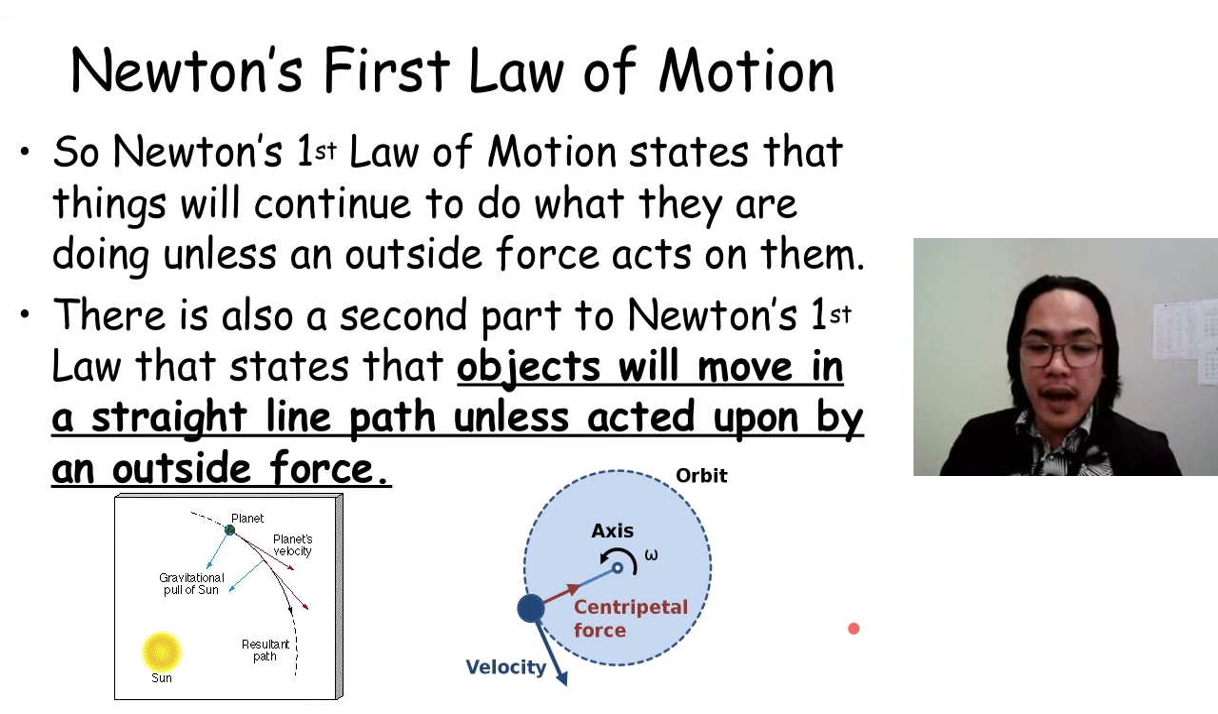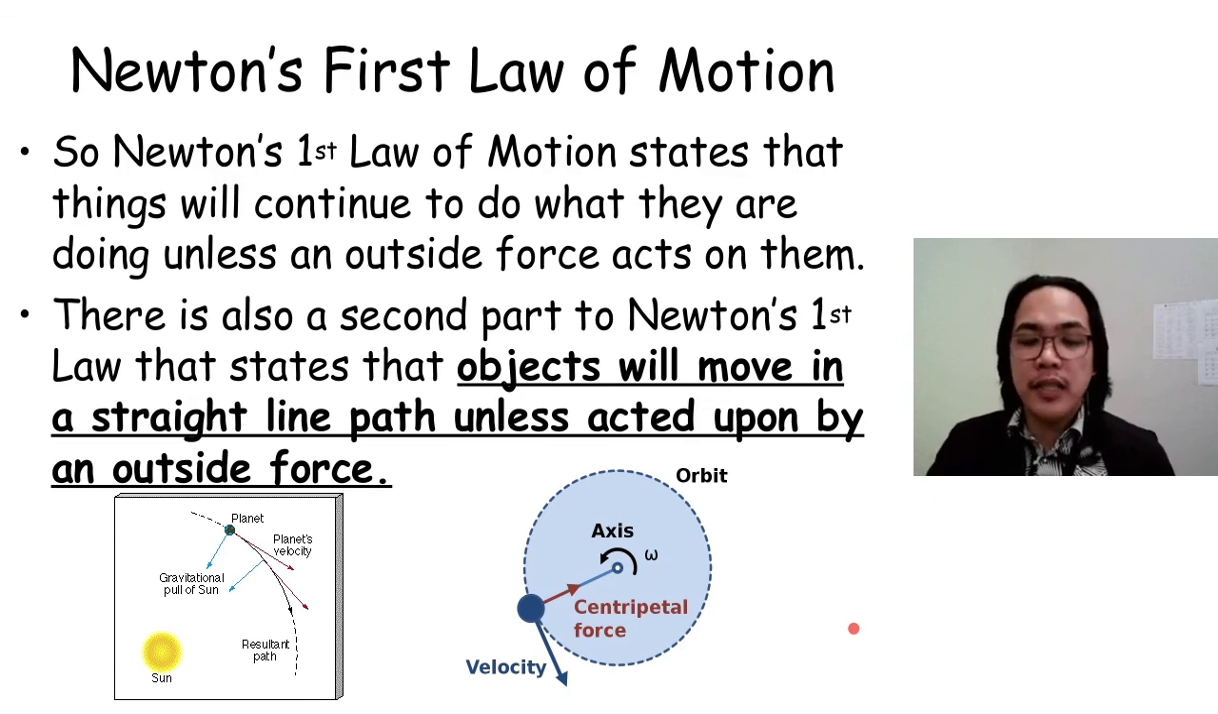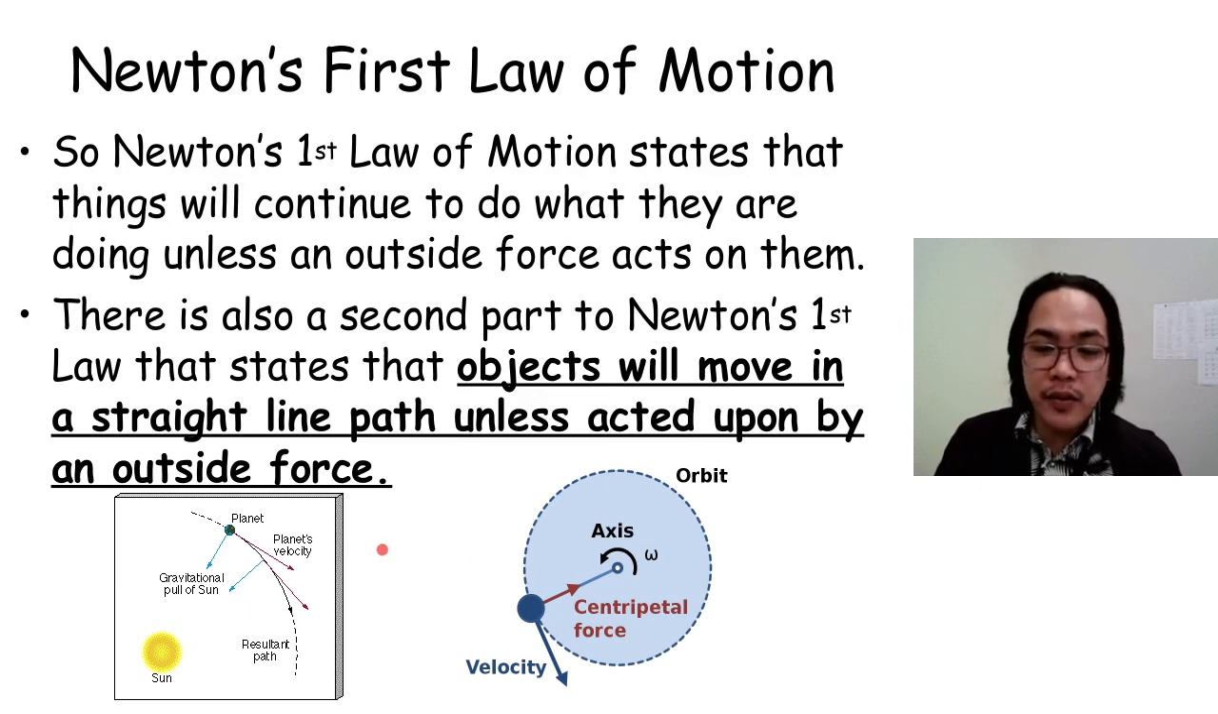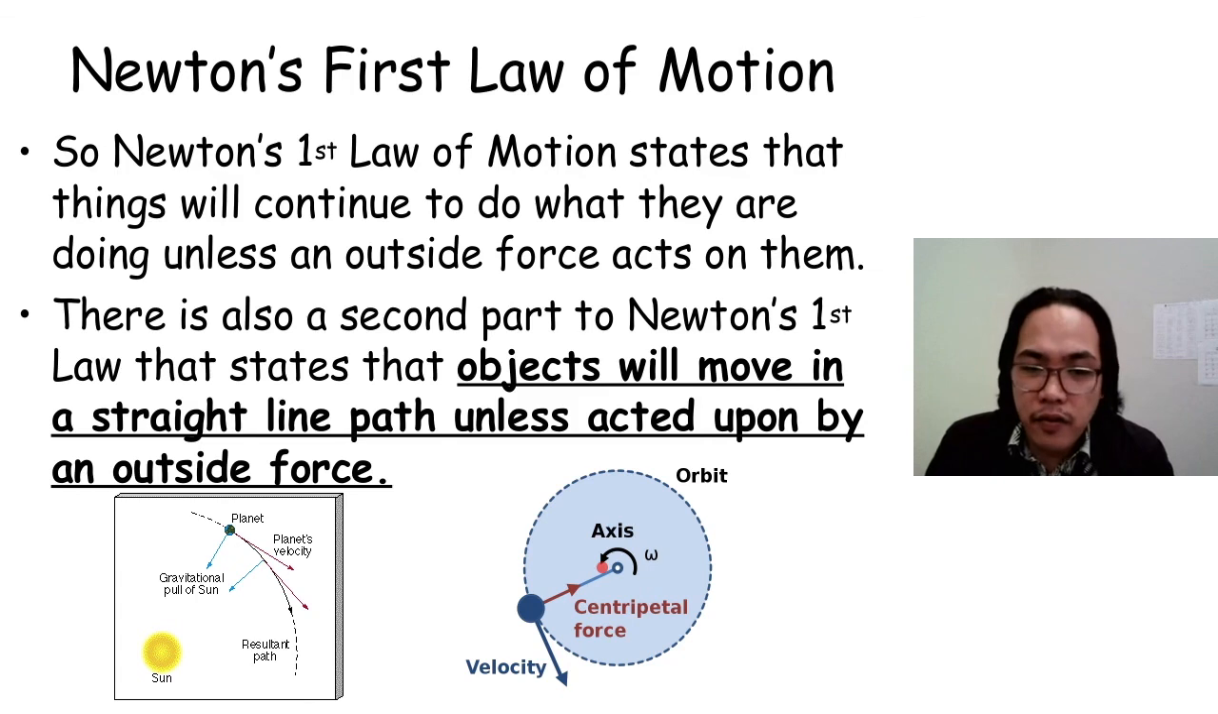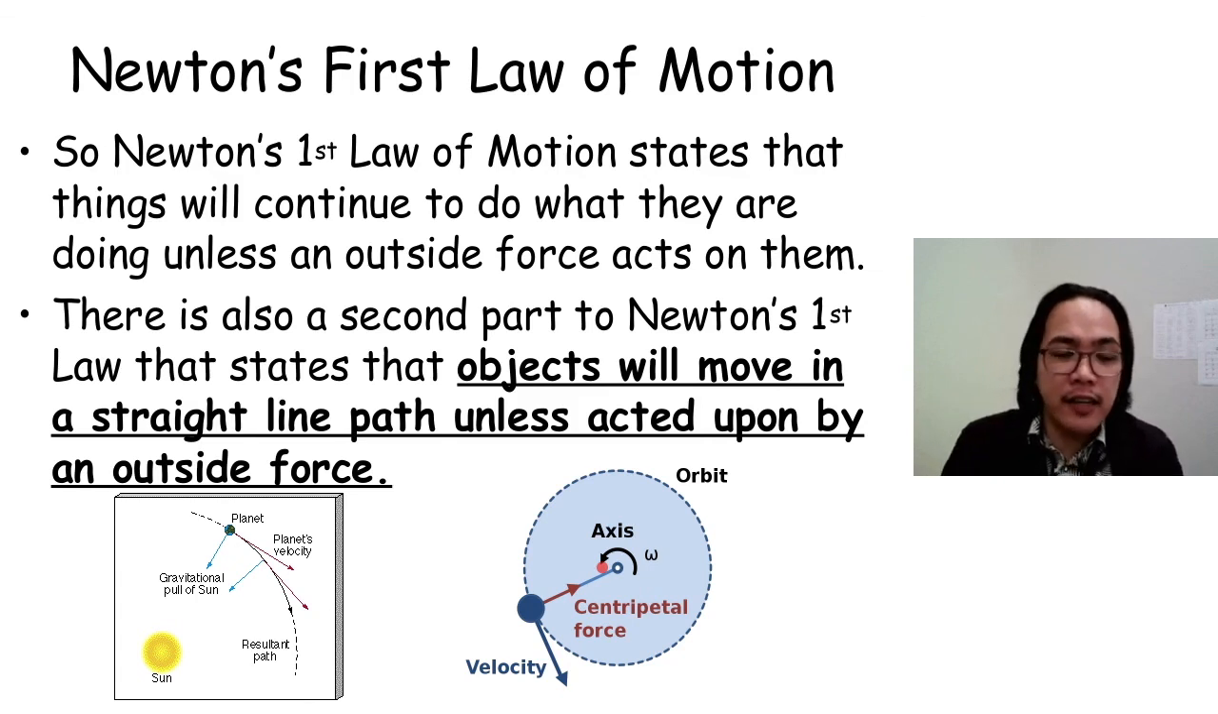So to recap, Newton's first law of motion states that things will continue to do what they are doing unless an outside force or an unbalanced force acts on them. There is also a second part to Newton's first law that states that objects will move in a straight line path unless acted upon by an outside force. Okay, so I hope it is clear now. Again, Newton's first law of motion is known as the law of inertia.